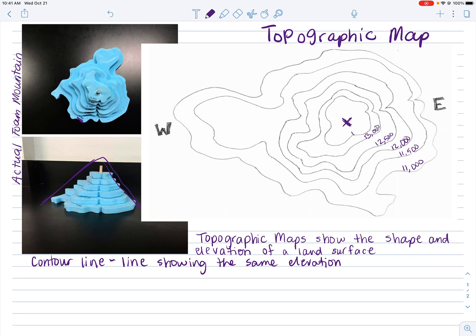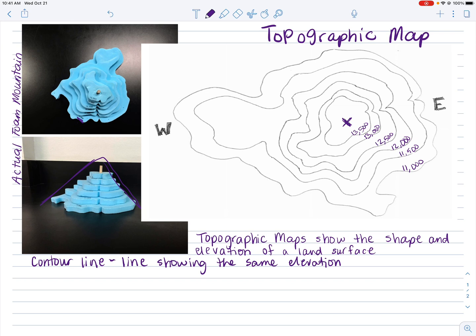Once I get to the very top part of this, it is 13,500. I know that is the top of this mountain because it is the smallest layer in the center. As you go up like that, the lines will never overlap, but the elevation increases. On this map particularly, the top layer, the smallest circle, is my highest elevation at 13,500.